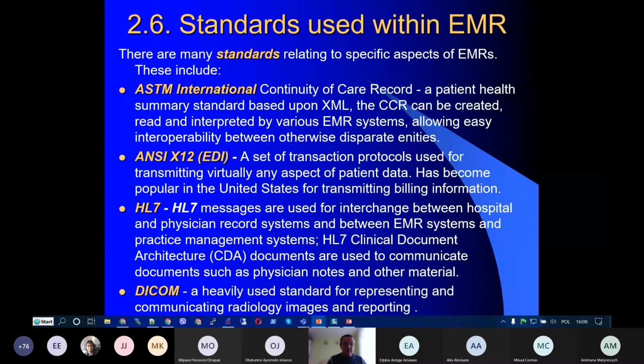In fact, X12 has already become a component of HL7, and we even have the latest extension of HL7, the FHIR interface, which was introduced 4 years ago. Again, more information you can find in the lecture on coding and classification.